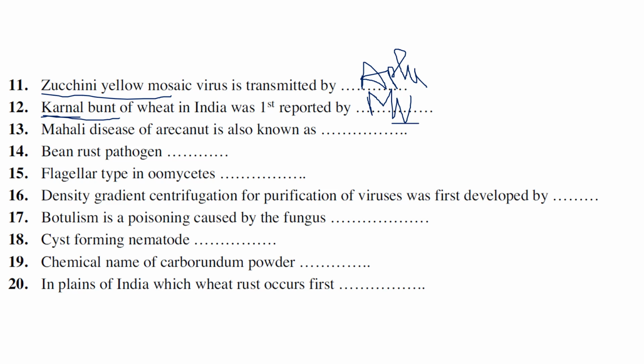The kernel bunt infected fields produce a fishy odor, or some kind of bad smell, due to the presence of trimethylamine. There are two diseases in plant pathology that produce foul smells. The first is kernel bunt of wheat. The infected plants produce a foul smell due to the production of trimethylamine.